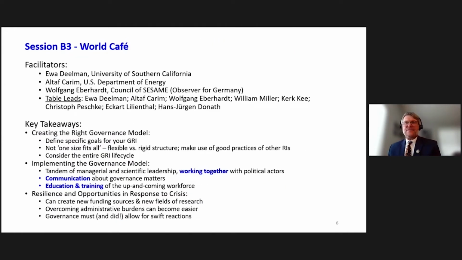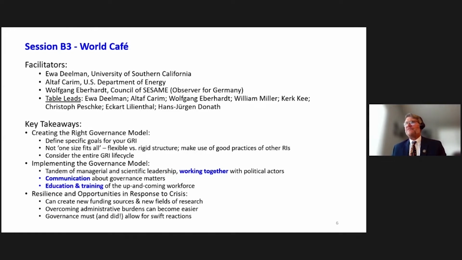So the World Cafe was a very interactive format, and hats off to all of the facilitators and all the table leads that organized this program. It was very intensive and a very good dialogue. They delved into three key areas: creating the governance model, implementing the governance model, and then talking about resilience and opportunities in response to crisis.